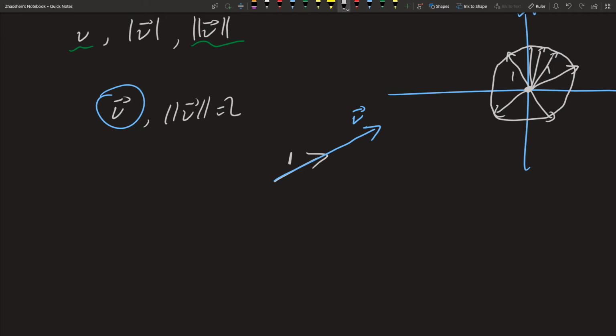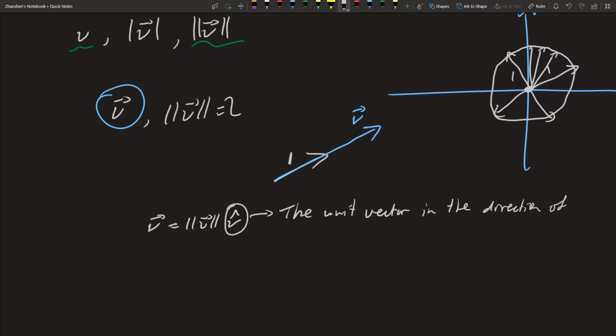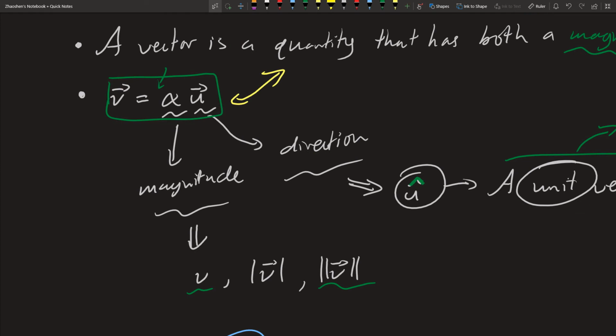Let me express this algebraically. So a vector can be expressed by its magnitude multiplied by the unit vector in the direction, so I'll write that by v with a hat. This means the unit vector in the direction of v. So let me go over what we covered in this video.